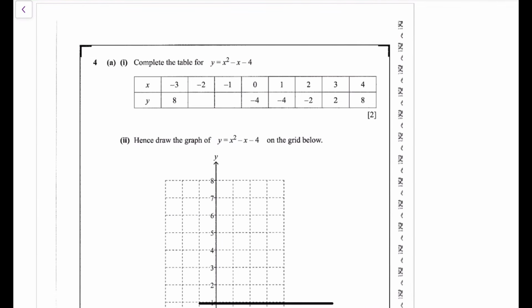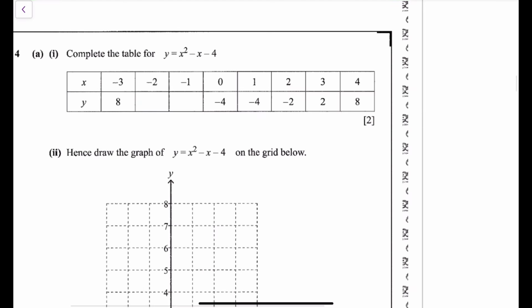Next question, complete the table of values for this. So you can see, they've been very nice to us here. You can see a wee bit of symmetry here. So you've got minus 4, minus 2, and 2, and then 8. So there's spaces here, and they're going to be for minus 2 and 2. Let's just check one of those and see. So we'll do this one here.